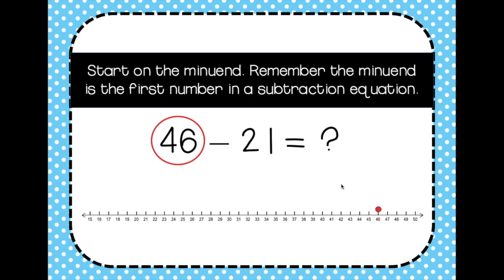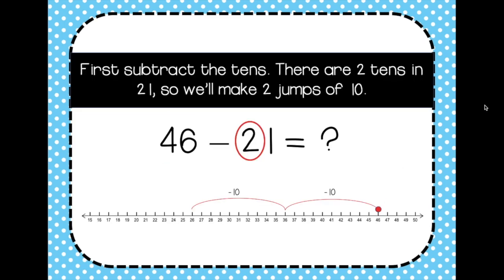So we're going to start on the minuend. Remember, the minuend is the first number in a subtraction equation. So the minuend here is 46. We're going to start on 46. First, subtract the tens. So we're subtracting this number here, and this is the tens.